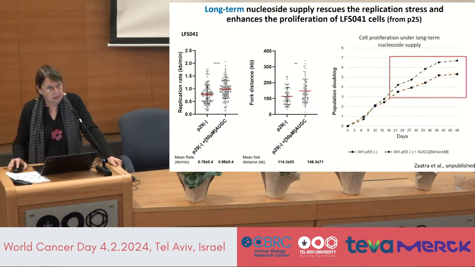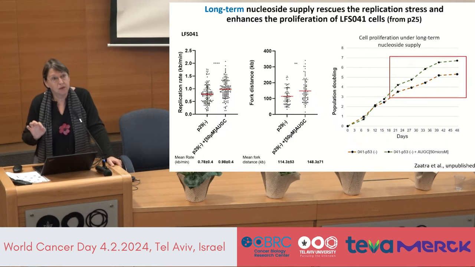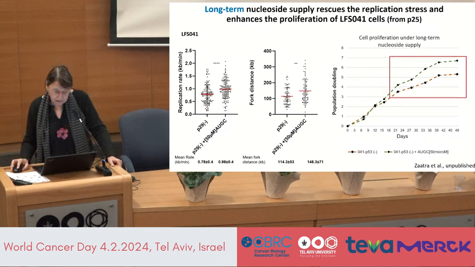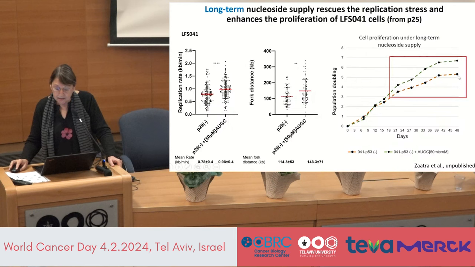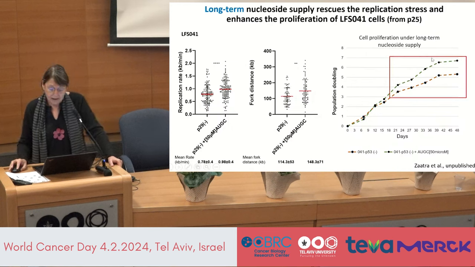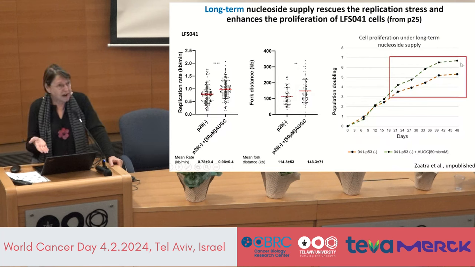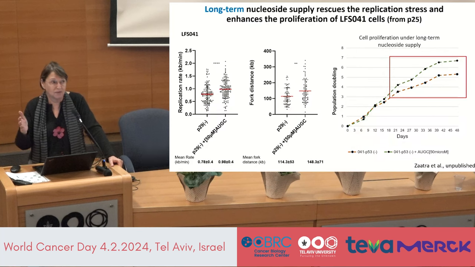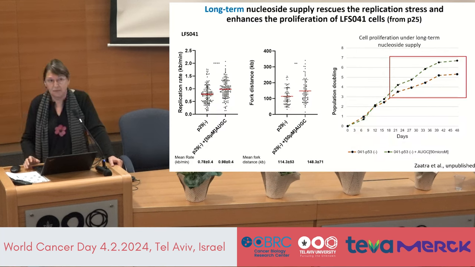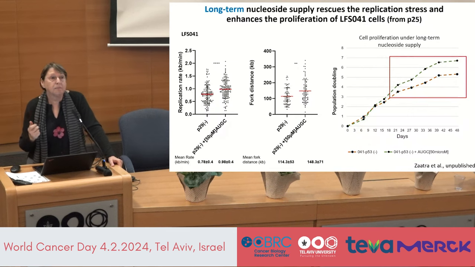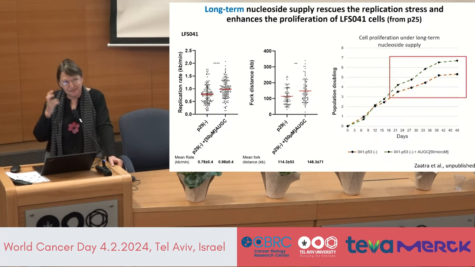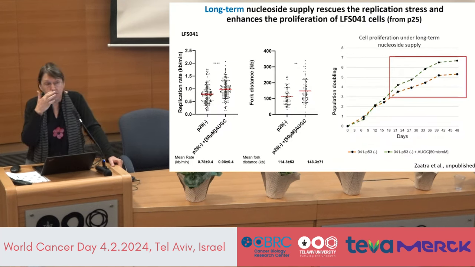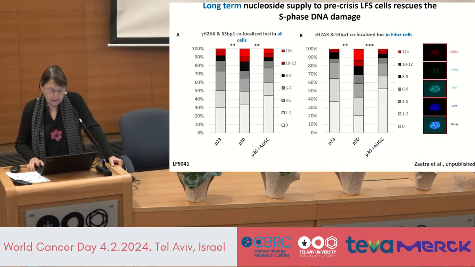And very interestingly, the supplementation of the A, U, C, and G allowed the cells to proliferate more. So we can see at least two population doublings more in the cells that were treated, until they reach the point that they will stop proliferating anyways, because they are primary fibroblasts. So this was really very important to see that the nucleoside supplementation rescued the replication stress, as I will show in the next slide, rescued the DNA damage and also the proliferation with a long-term supplementation.